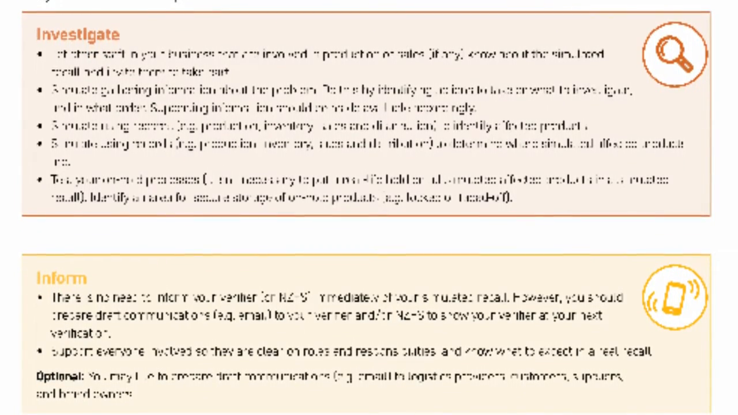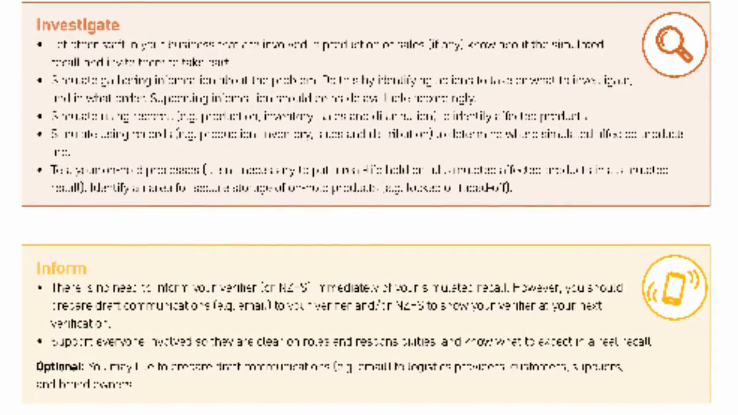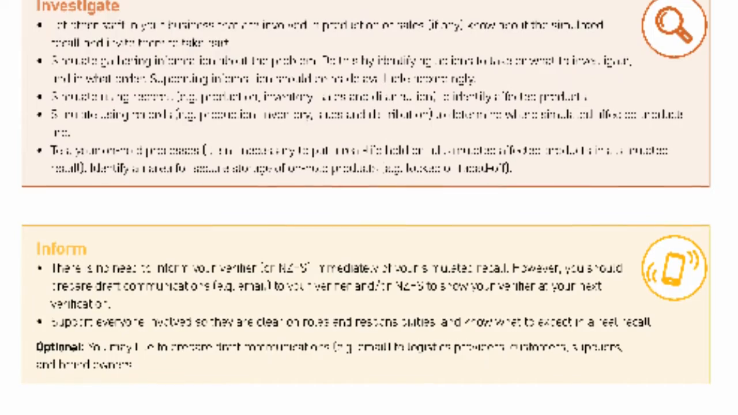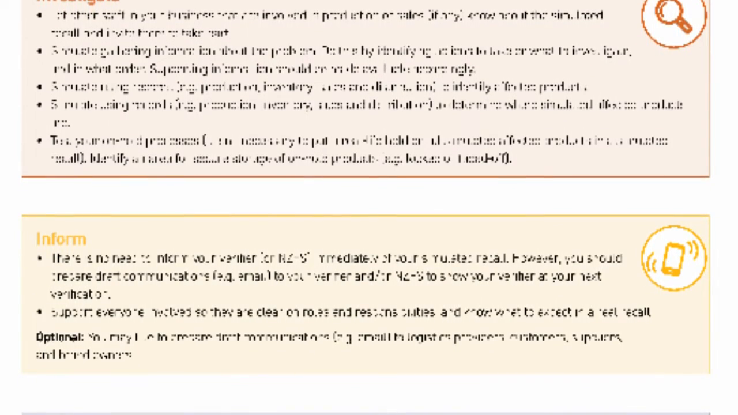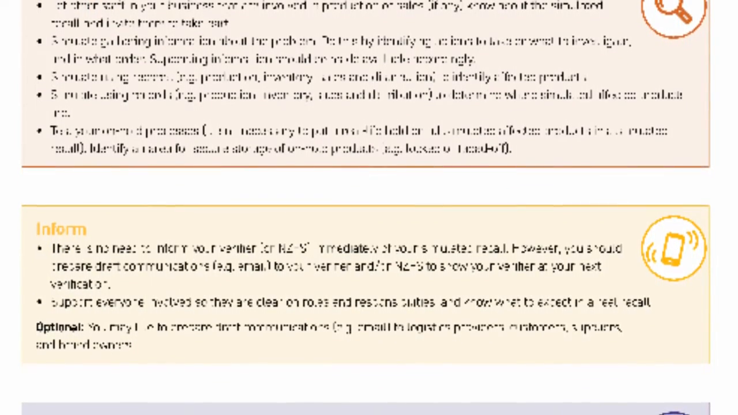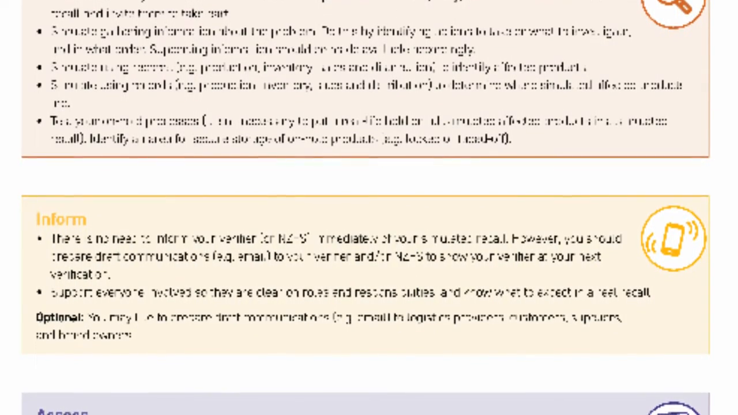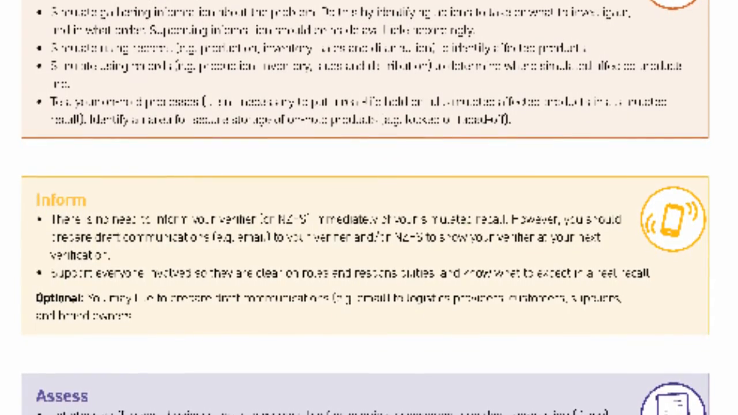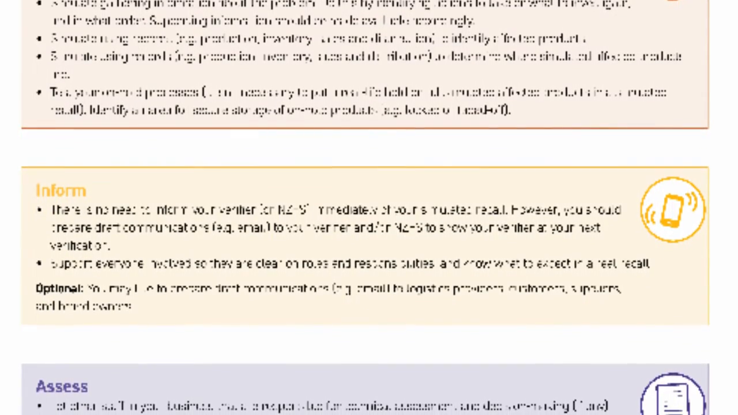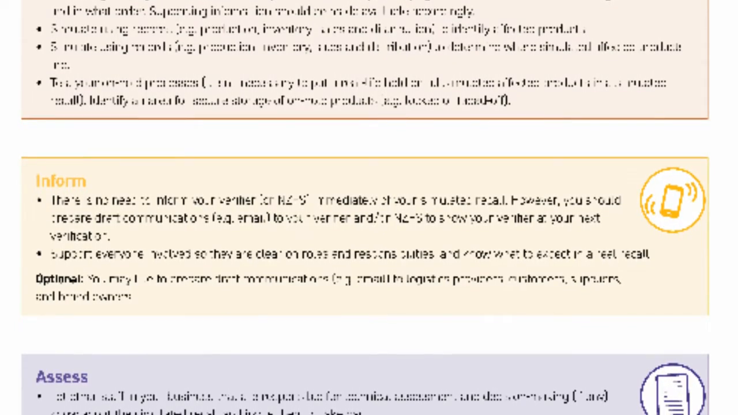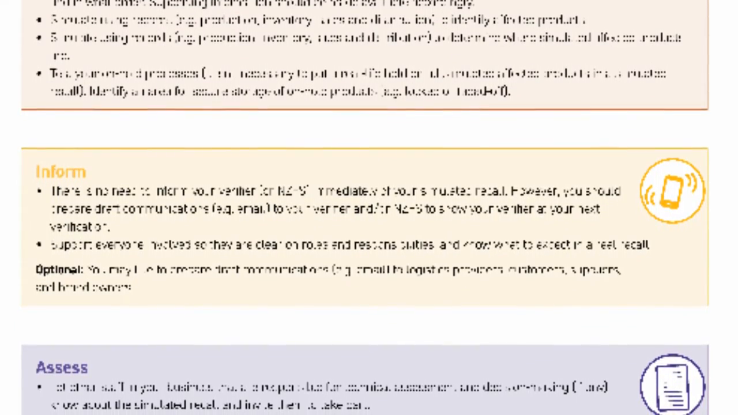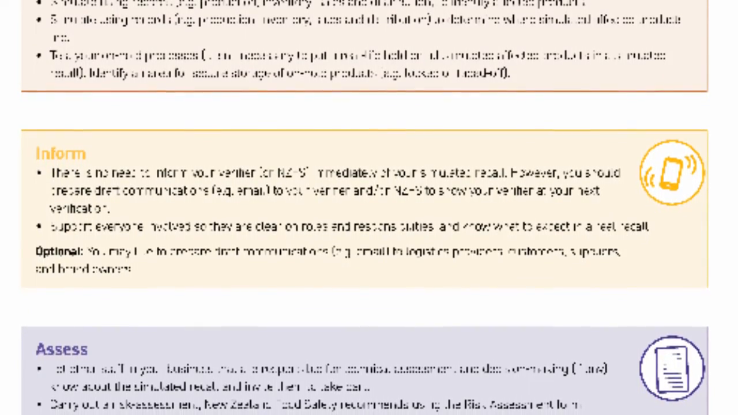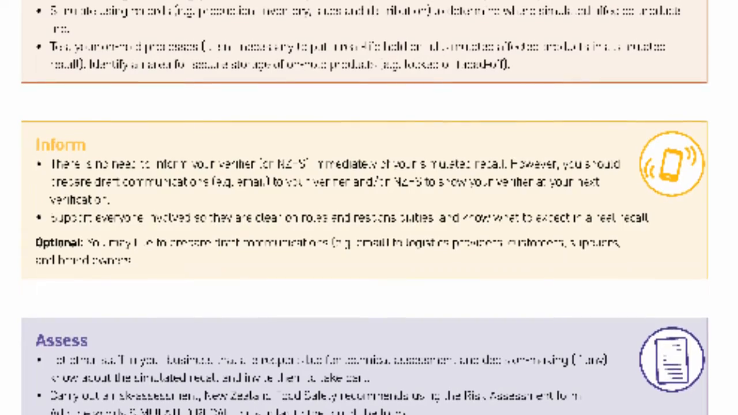Inform. There is no need to inform your verifier, or NZFS, immediately of your simulated recall. However, you should prepare draft communications, such as email to your verifier and/or NZFS, to show your verifier at your next verification. Support everyone involved so they are clear on roles and responsibilities, and know what to expect in a real recall. Optional. You may like to prepare draft communications, such as email to logistics providers, customers, suppliers, and brand owners.